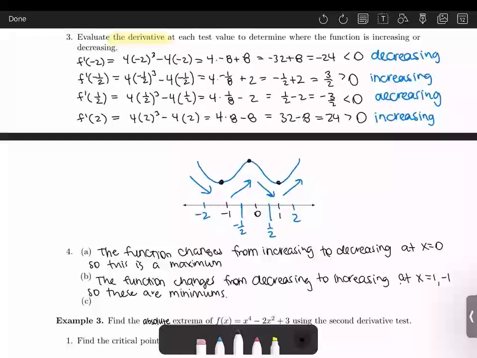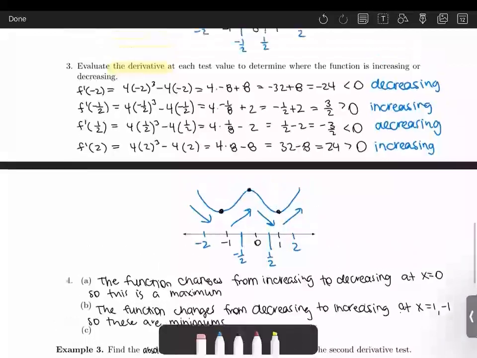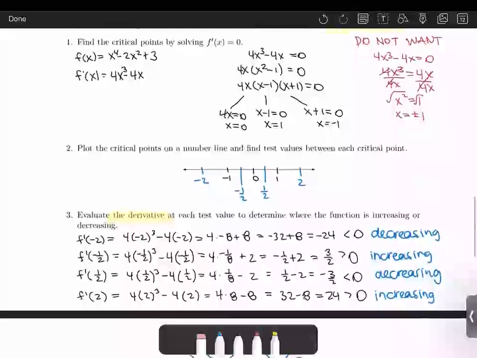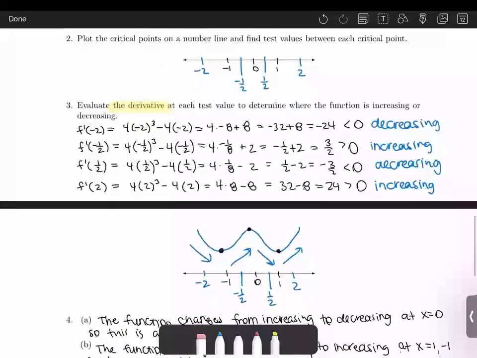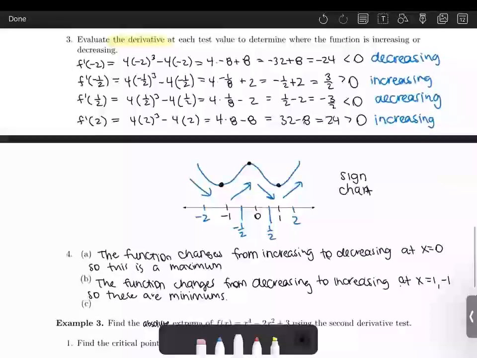So this is how you use the first derivative test. First, we always start with finding our critical points. We plot those points on a number line, find values in between them, and then we draw this picture. This is called a sign chart. And we draw this sign chart to help us figure out, okay, is my function increasing or decreasing, and get a rough sketch of what that function is going to look like to help us identify where we have the hills and the valleys that tell us where we have minimums and maximums.